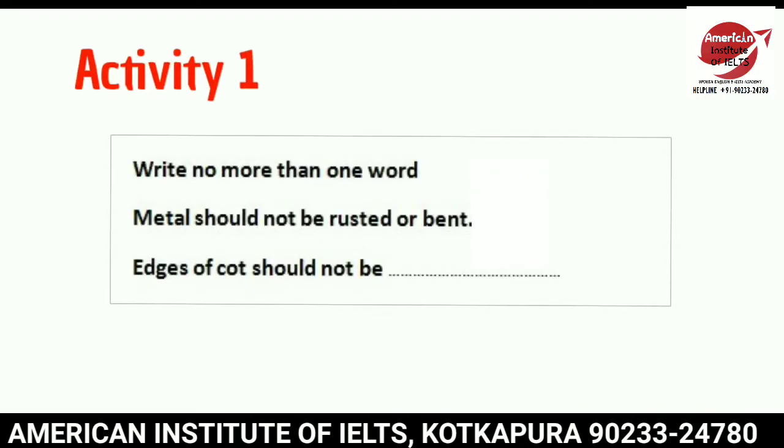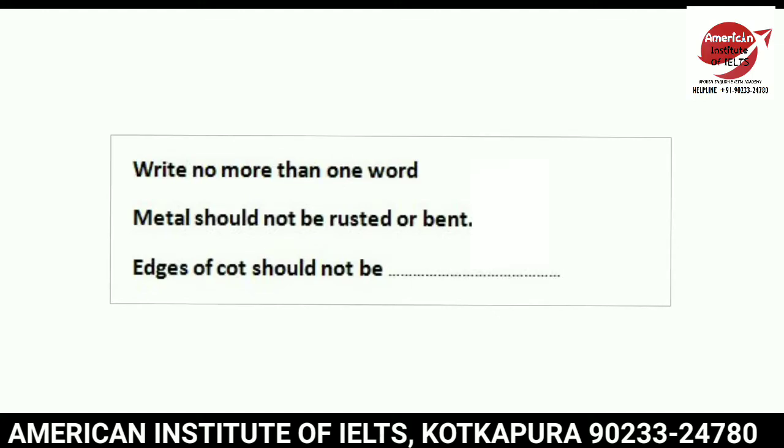Okay students, so here is the very first activity in front of you, and as you can see, it is a very simple activity which requires you to fill up one blank and write no more than one word. Now, metal should not be rusted or bent. First thing you should understand is that this listening is about a metal or a piece of metal, and then edges of cot. It is about a cot, edges of cot should not be.